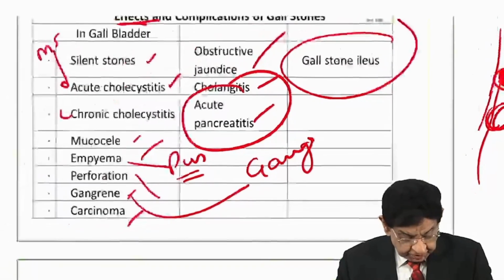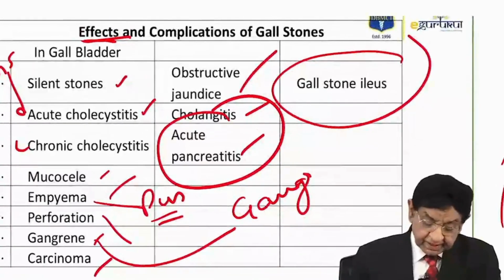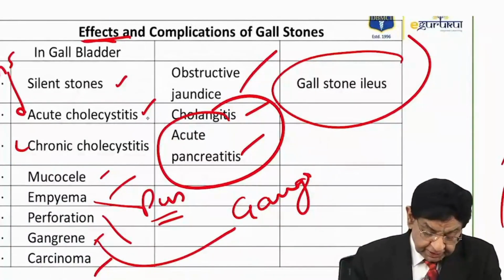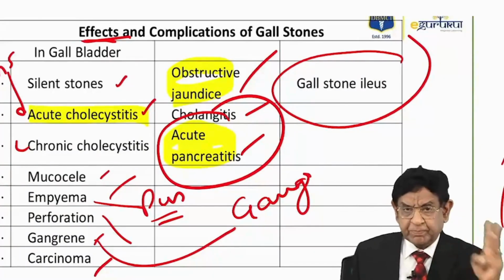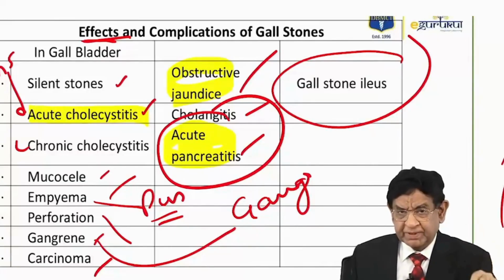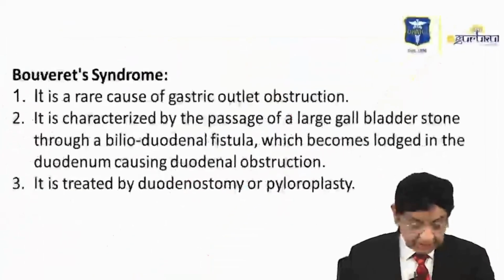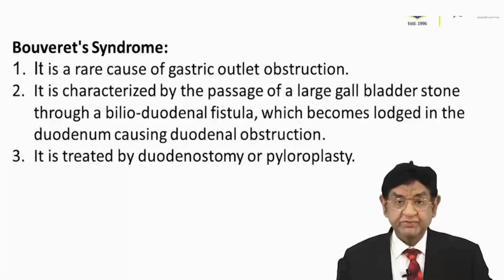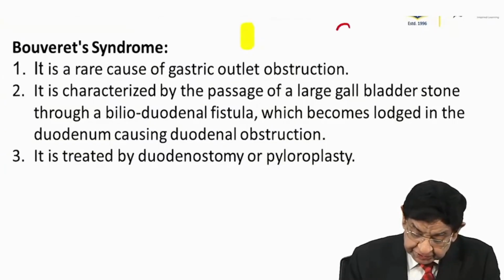So friends, out of these, the important things that you have got to remember are acute cholecystitis, obstructive jaundice, acute pancreatitis. These are the three important things you have to remember in this particular slide, right? Now, about something unique which 99.9% of students are not aware of, and these are rank number 1 getting questions.